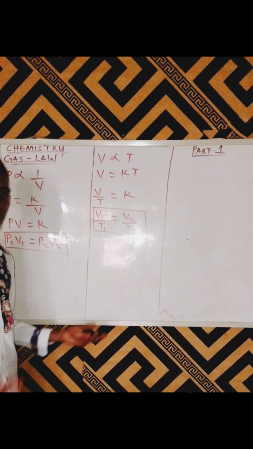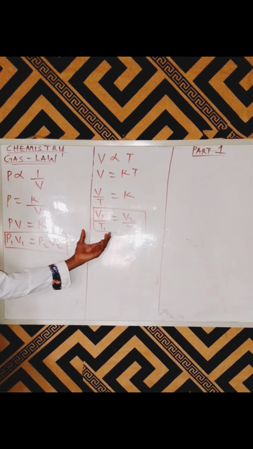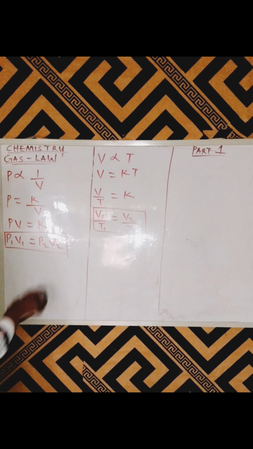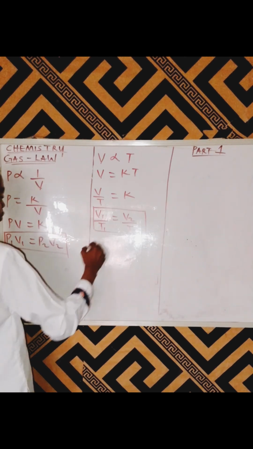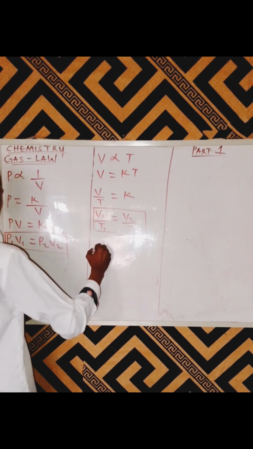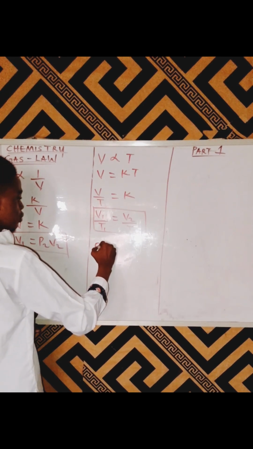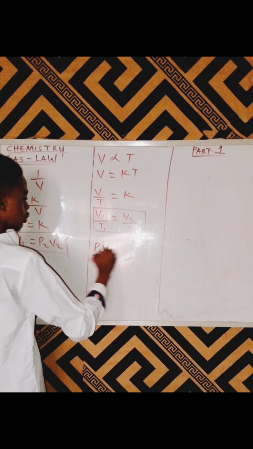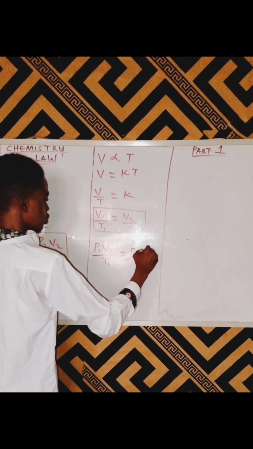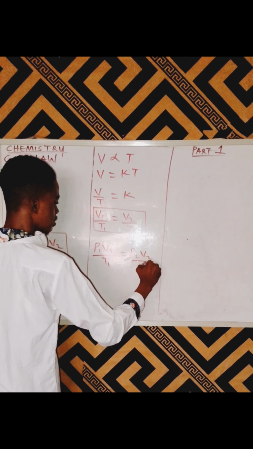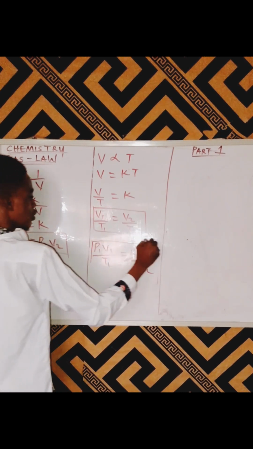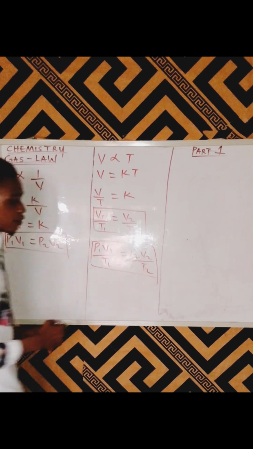Now for general gas law, it's just the combination of Boyle's law and Charles' law together. Just combine them, and if you combine them, you get something like this. I can derive it, but I don't want to waste too much of our time. So I'm going to have P1 V1 over T1 is equal to P2 V2 over T2. If you look at it, you know that it's a combination of the two formulas. So this is the formula for general gas law.